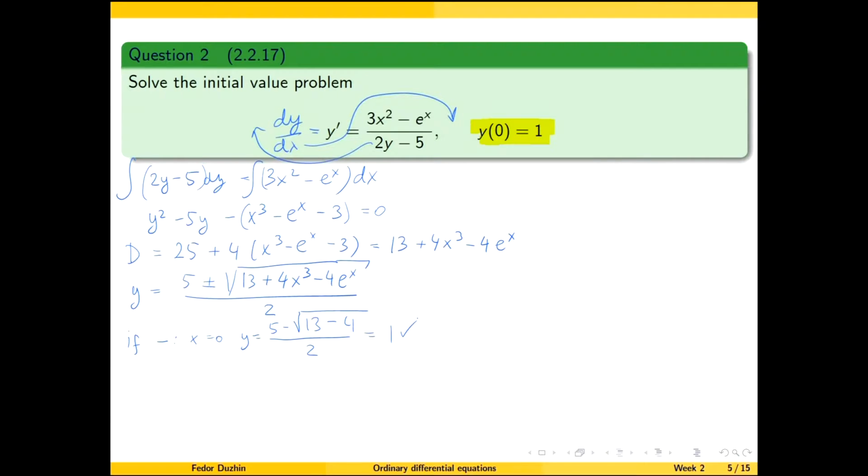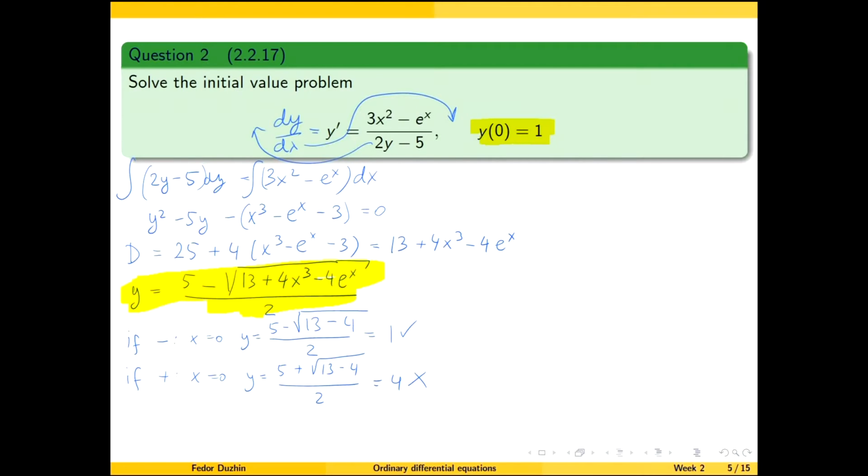Just to make sure that the alternative does not give us a correct answer: if it is plus and x is 0, then y would be equal to 5 plus the square root of 13 minus 4, over 2, which is 5 plus 3 over 2. 5 plus 3 is 8, over 2 is 4, so this is wrong. Which means that it's minus rather than plus. So therefore, the answer is going to be 5 minus whatever this is, rather than plus. Let me highlight the answer. This is the answer.